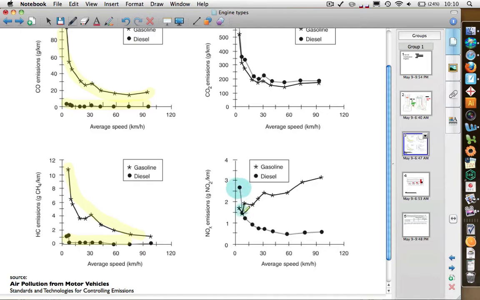It evens out in this region and then actually reverses so that gasoline is higher in NOx at higher speed. But for lower speed driving, which is the way most buses and many trucks are driven, diesel is much higher in NOx emissions.